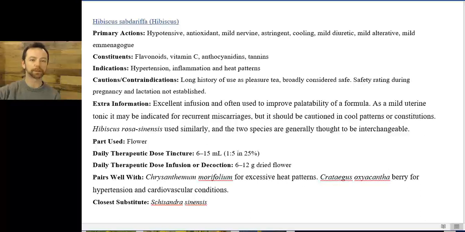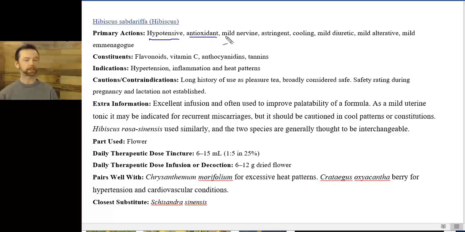Hibiscus. Okay, you've certainly seen this one before. Let's talk about it, and then we'll take a look at it. So hibiscus, it's a hypotensive. This is its best action. It's an antioxidant. Yeah, that actually is definitely true. Anything that is rich in color, like hibiscus is, has usually anthocyanins in particular, which are those same antioxidants you find in things like red wine, things that are that color, and those are usually quite strong. Quite strong antioxidants.